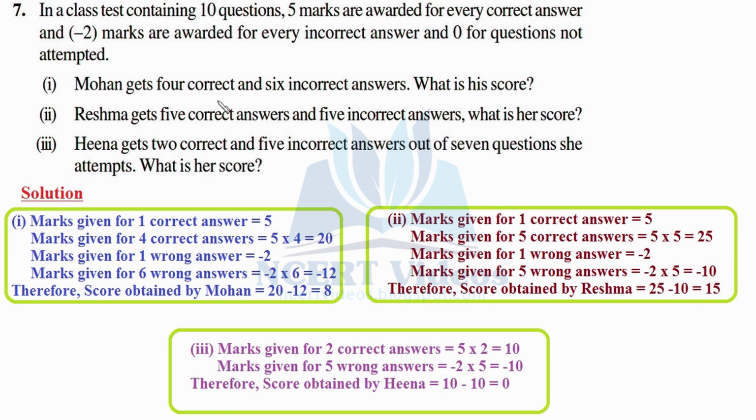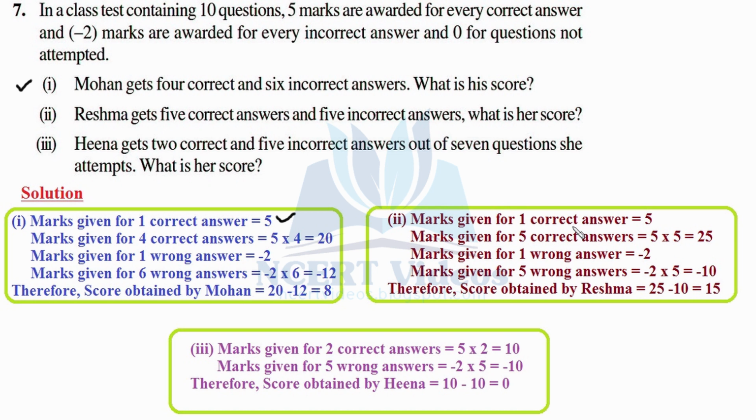attempted 4 correct answers. This is also given to us. Therefore, total positive score by him is 5 into 4, which is 20. Therefore, we found 20 as his positive score. But he also attempted wrong, and for wrong we have minus 2, which is given to us. And he got 6 wrong questions, therefore total negative score by him is 6 into 2, 12 negative. Therefore total score would be positive score minus negative score, that is 8. Therefore his overall score is 8 marks, which is positive in fact.